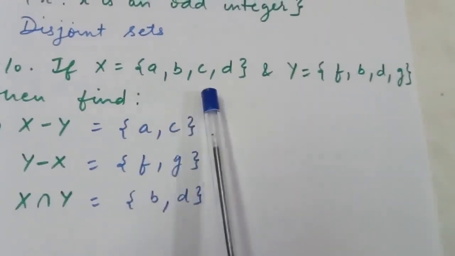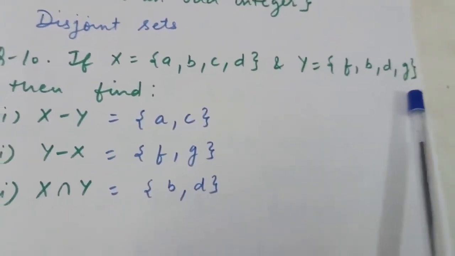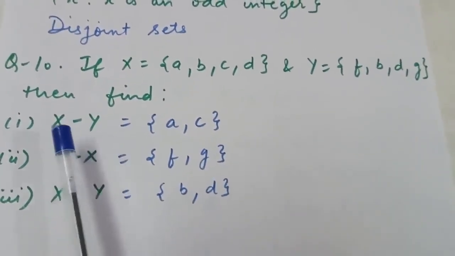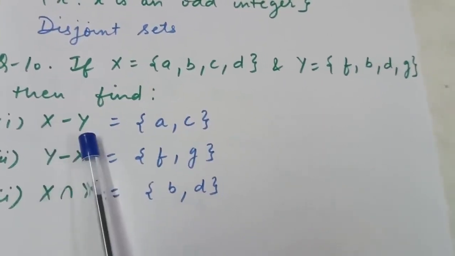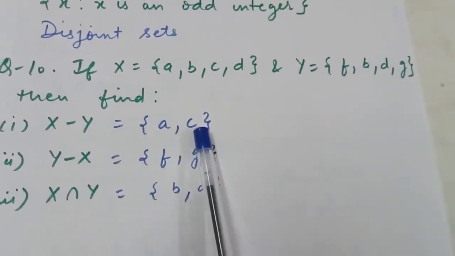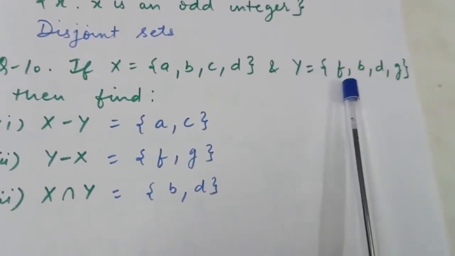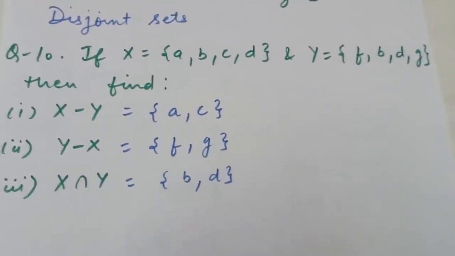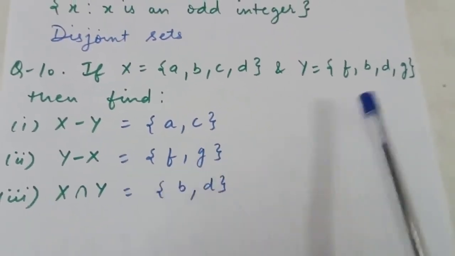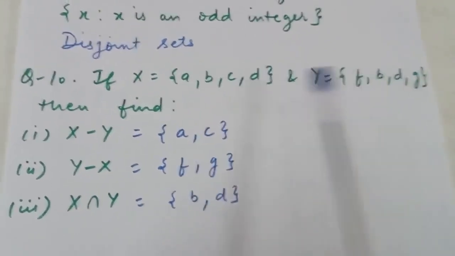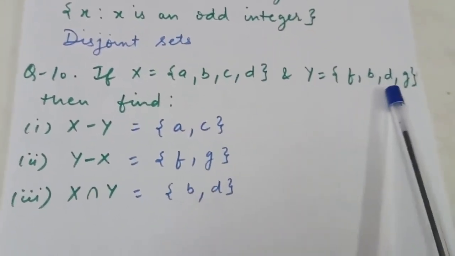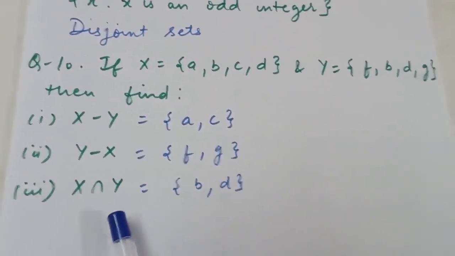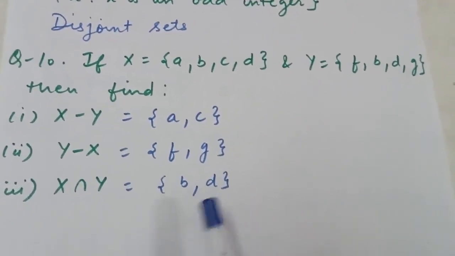If x is the set this and y set is f, b, d, g, then you have to find x minus y. The difference of x and y will include all the elements which are in x but not in y. So the elements a and c are in x but not in y. Y minus x will include the elements which are in y but not in x. So f and g are those elements which are in y but not in x. As b and d belong to y, b and d belong to x also. X intersection y will include the common elements of x and y, which are b and d. Clear?